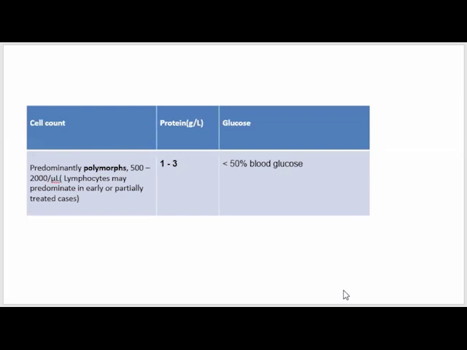Then glucose will be less than 50%. That's all. That's the take home. I repeat, take home. In bacterial meningitis, the cells are between 500 to 2,000. Then proteins are elevated. Glucose is low. So proteins high, glucose low. Cells high. As simple as that.